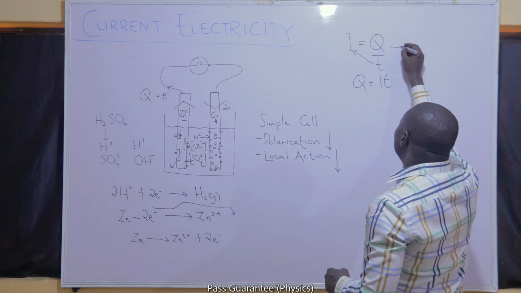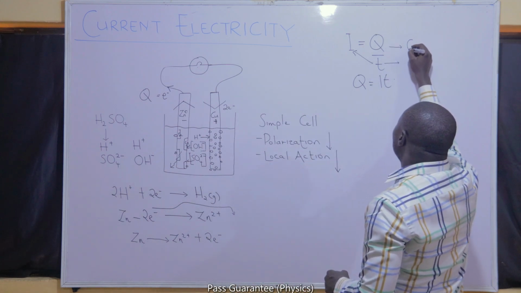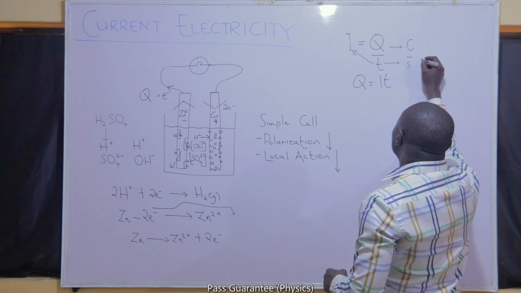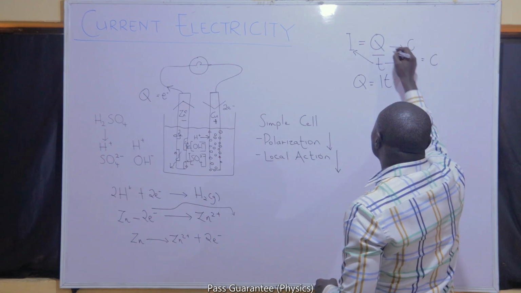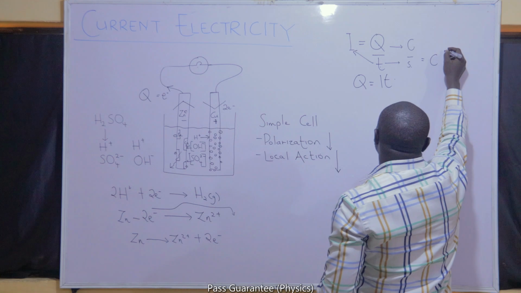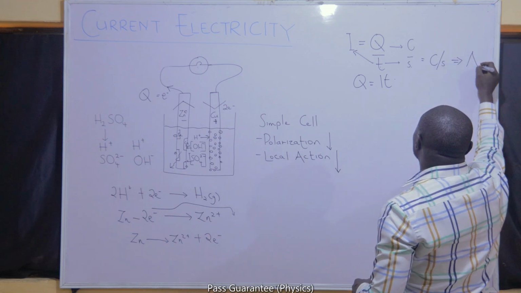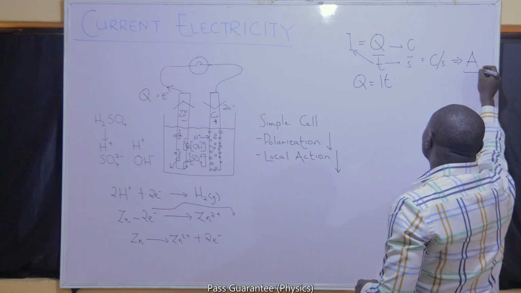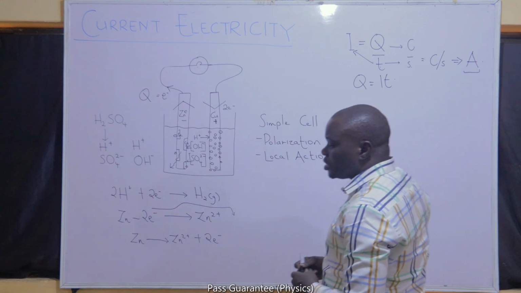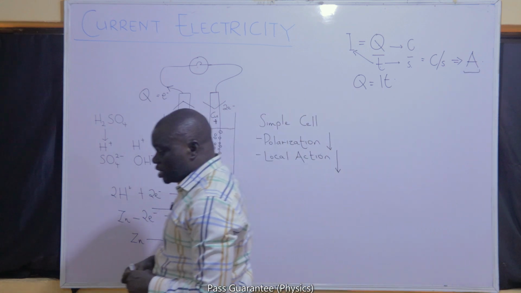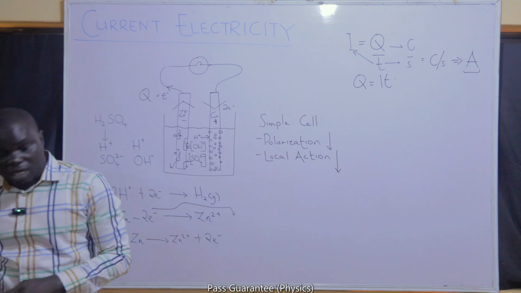Current, as we know, is measured in coulombs per second. And coulomb is the unit of quantity of electricity. Seconds is the unit of time. So we have coulombs per second, and coulombs per second easily translates into ampere. Ampere is regarded as one of the fundamental quantities in physics, and it is the unit of electric current.